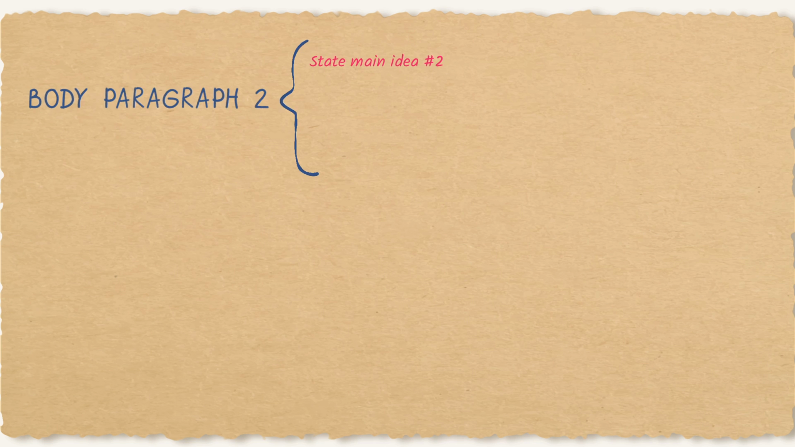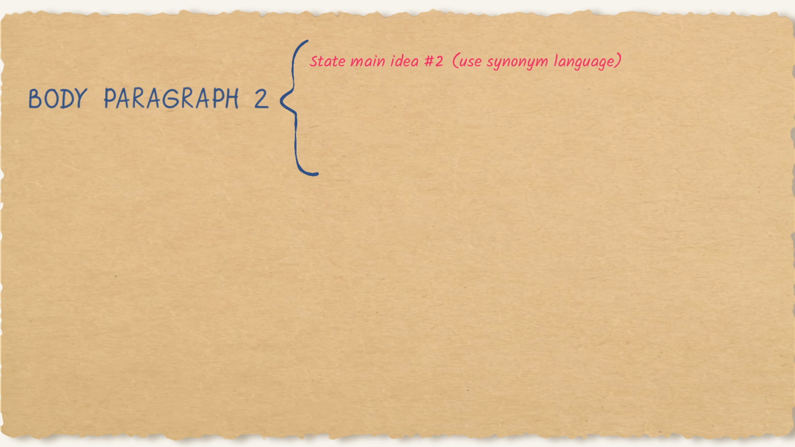Now let's turn to our second body paragraph, and our first sentence will be to state our second main idea. As you remember, our second main idea was that it would create inequality. I'm going to change it a little bit, and I'm going to use some synonym language.